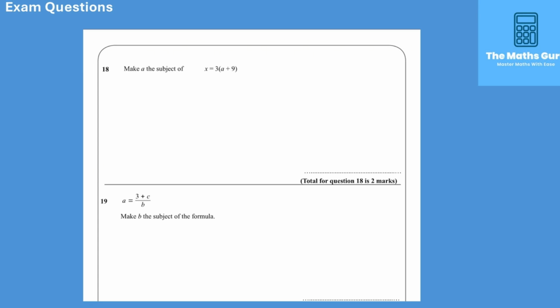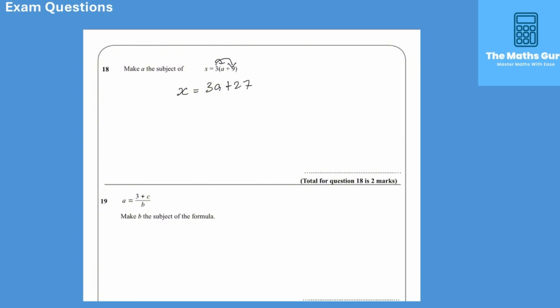Okay, this one's going to test our knowledge on expanding single brackets. If you are shaky on this topic, I advise you to look back at our previous video in the series to solidify yourself before coming back to this. So x is equal to 3 times by a gives 3a, 3 times by 9 gives us plus 27.